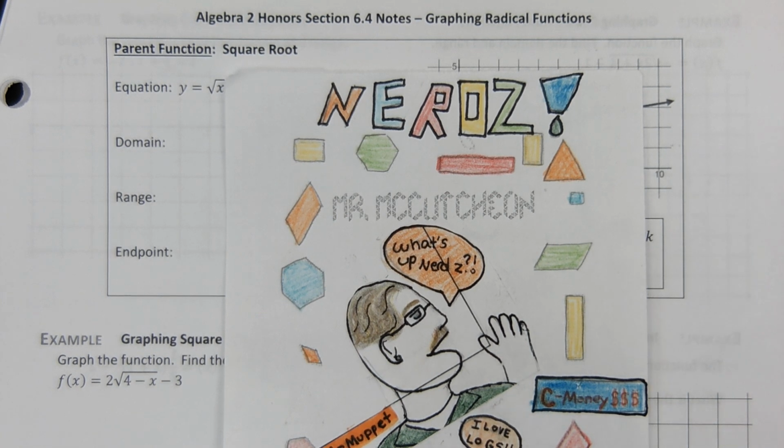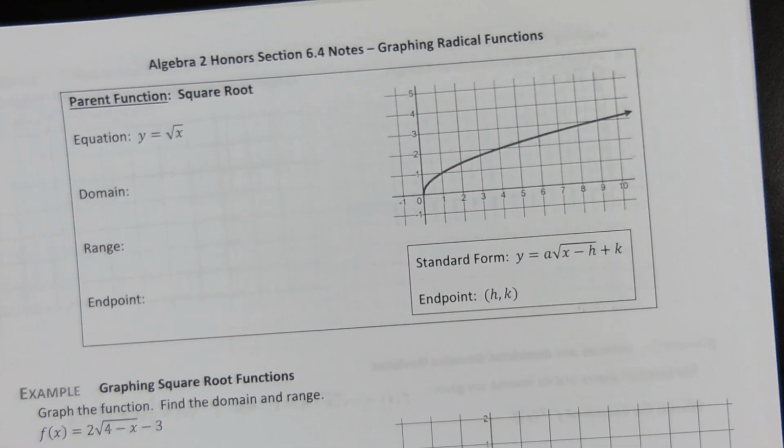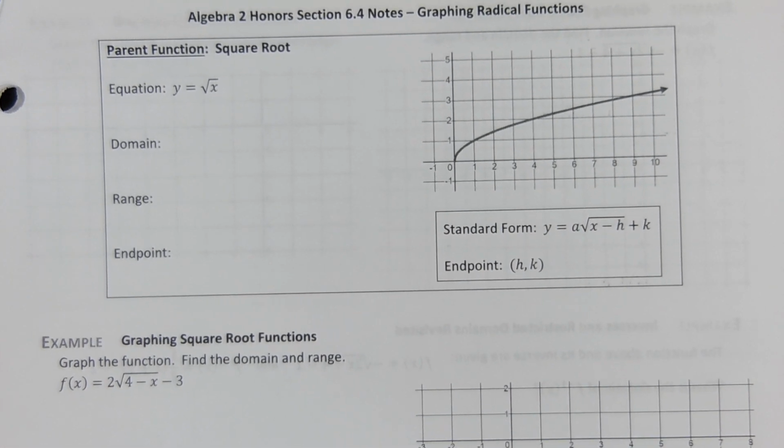Alrighty, today we are going to finish Chapter 6 finally. We're going to finish up with graphing radical functions, because we've done everything else with radicals. We've added, subtracted, inverted, multiplied, divided. We've done everything except for graph. We've solved even equations. That's what we finished up yesterday. So now we're going to be graphing radical functions.